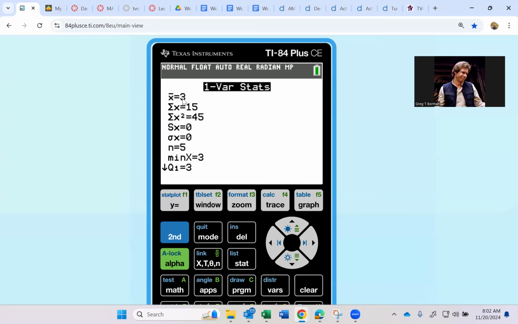The average, of course, is 3. When you add them up, it's 15, because 3 times 5 is 15. If you square them all, they all become nines, and 5 nines adds up to 45. And how spread out are the numbers? Well, they're not spread out at all over the number line. They're all the same thing, so the measure of spread is 0. And there are 5 numbers in the set. Anyway, it's very repetitive, but that is how it is done.